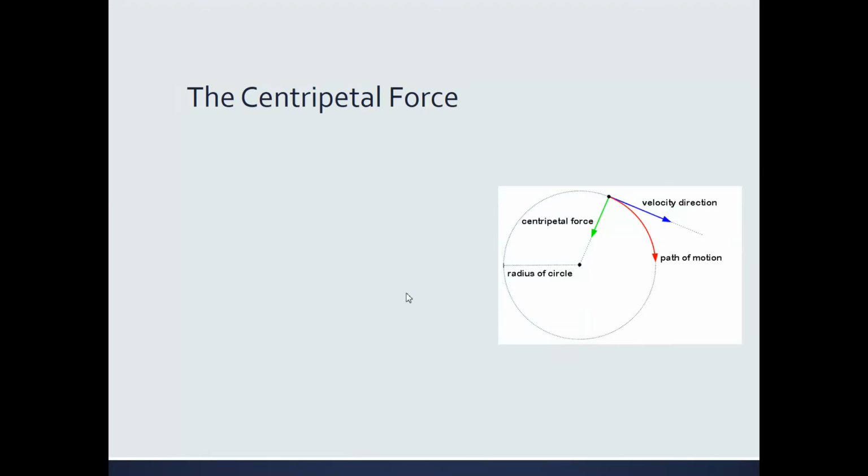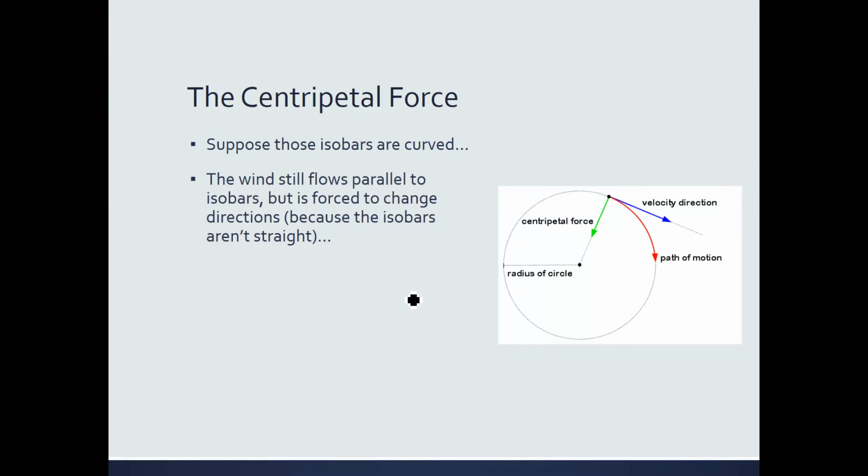Now, this is all good with straight isobars. The wind just follows in a straight path along these straight isobars. However, in the upper atmosphere, a lot of times these isobars are actually curved. And what that causes is that causes the wind to still flow parallel to them, but to be turning as well. It's forced to change directions. So the wind would be flowing like this.